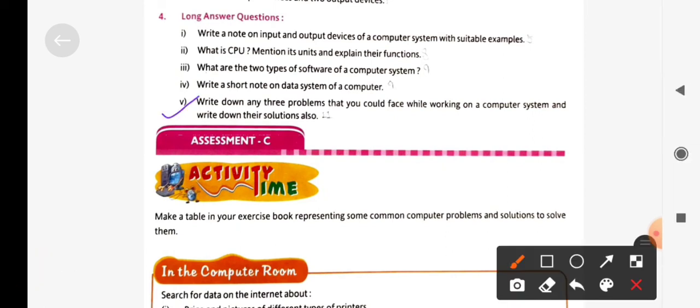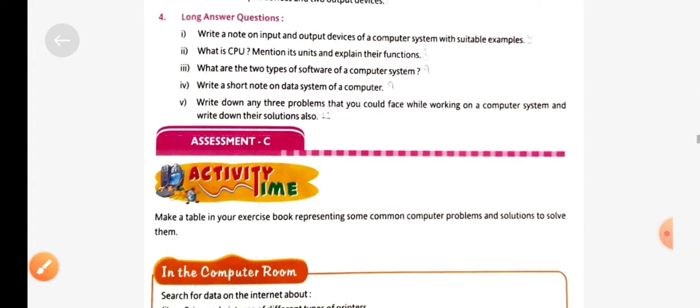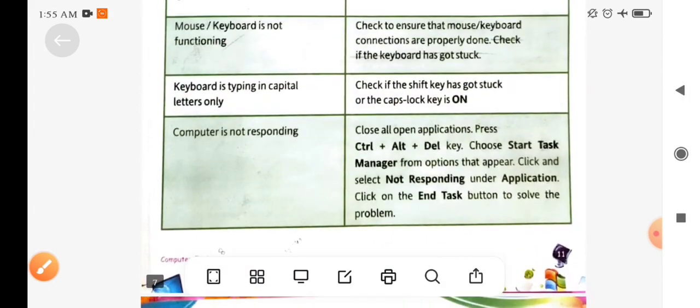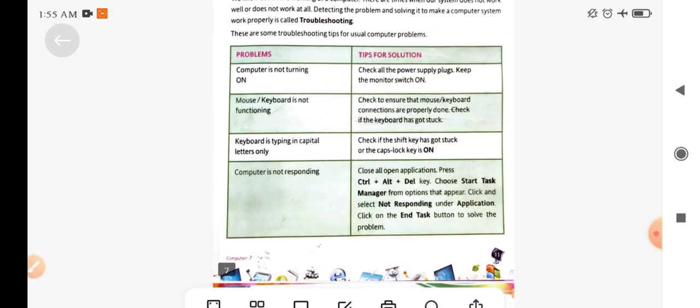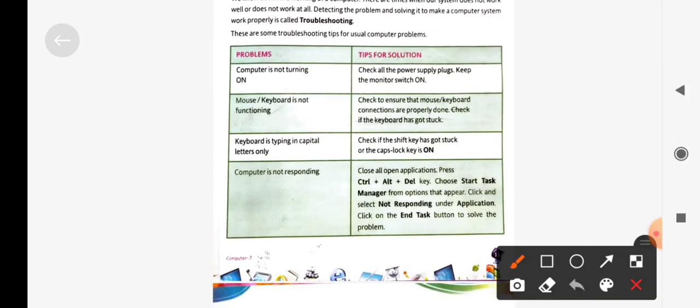Write down any 3 problems that you could face while working on a computer system and write down their solution also. About 3 problems it was asking. So open page number 11 for that. On page number 11 you can see we have this table. So only 3 problems and 3 solutions we need to write down. So better to write down first 3. The first one you will write down: computer is not turning on, and the same solution.